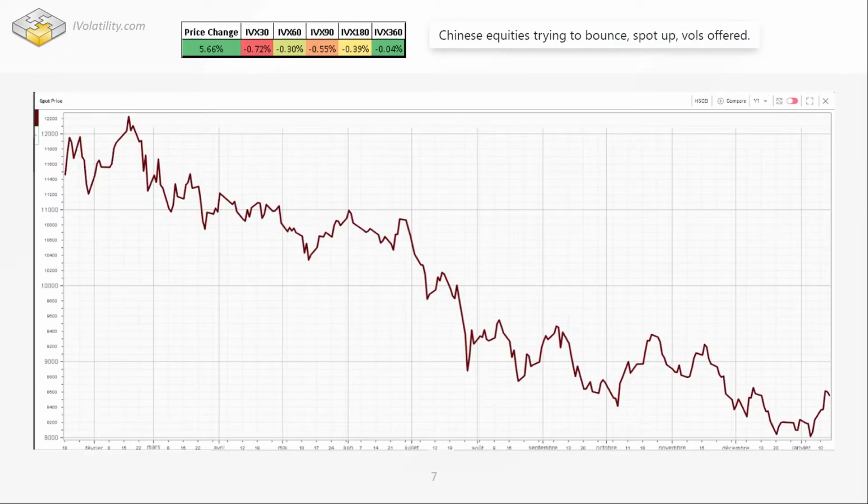If you want to talk about a market that corrects, look into the Chinese equity market. I mean, Chinese equities have gone from 12,000 on the HSCI all the way down to 8,000, down 30%. Pretty much in a straight line. It's a continuous slide, bouncing about 5.6% on the year. We can see implied vols are deflating slightly.